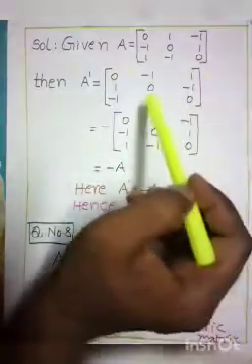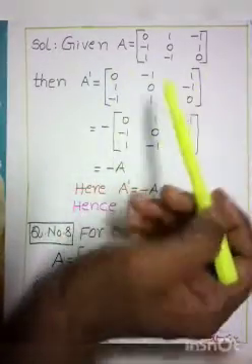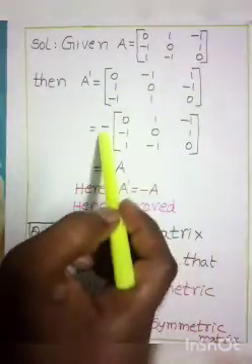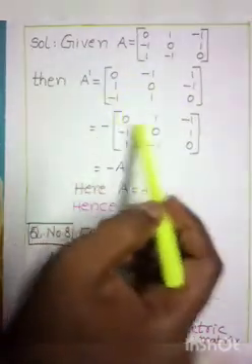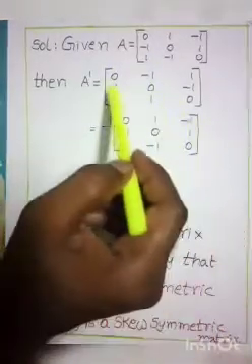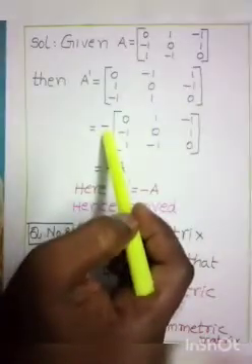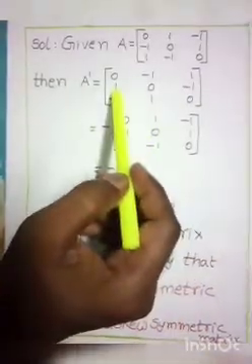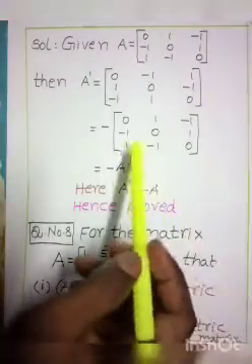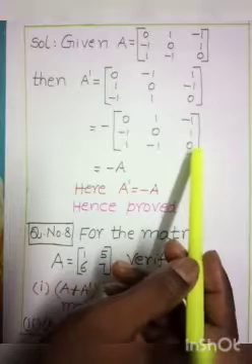Okay, my dear children. Understood this step? Now by taking minus common from all the elements, we get these elements 0, 1, 1. From the second row and third row, we are also taking minus common. So we get second row minus 1, 0, minus 1. Third row 1, minus 1, 0.